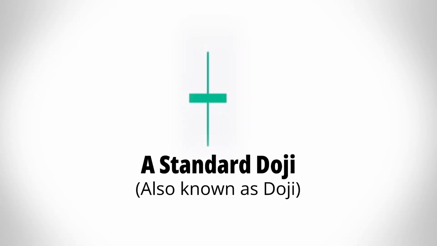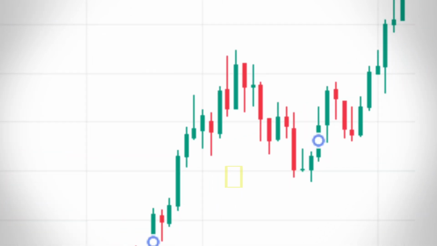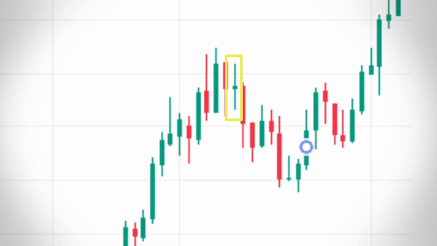To identify a standard doji, you should keep in mind that the opening and closing prices are almost identical, resulting in a thin or non-existent body. The upper and lower wicks are of similar length. Now, when you see a standard doji on the chart, it means market indecision. Neither buyers or sellers are dominating.